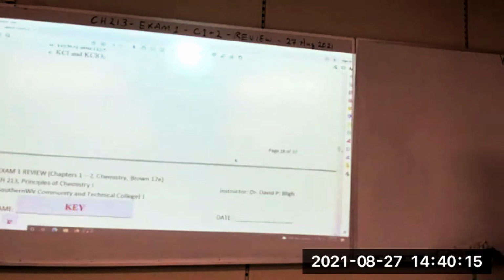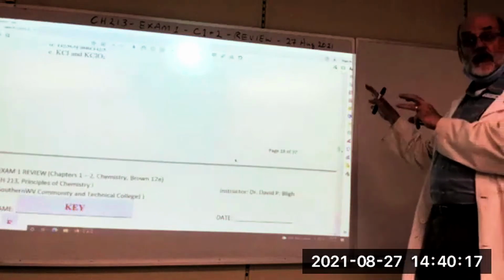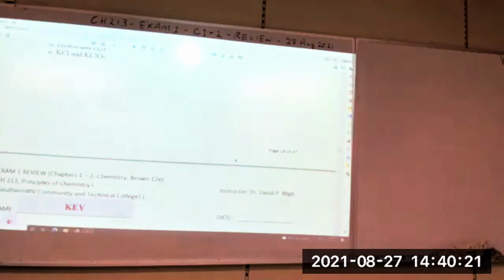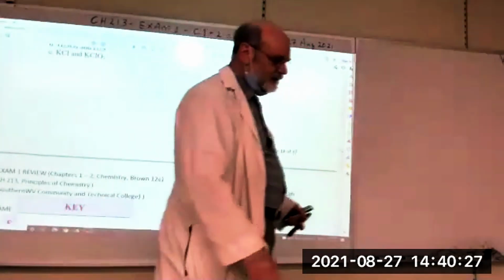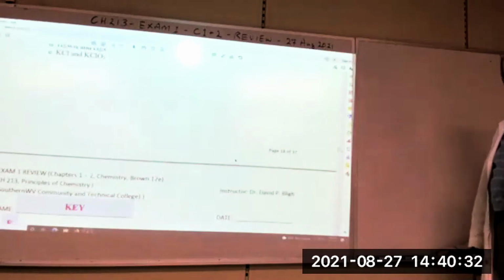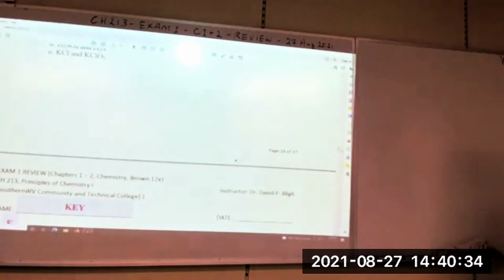Now, who finally explained all those things? Those are laws. Who finally put a theory together that explained them all? I'll give you a hint. He was an Englishman. John Dalton. The atomic theory. He explained all of those laws with his theory.